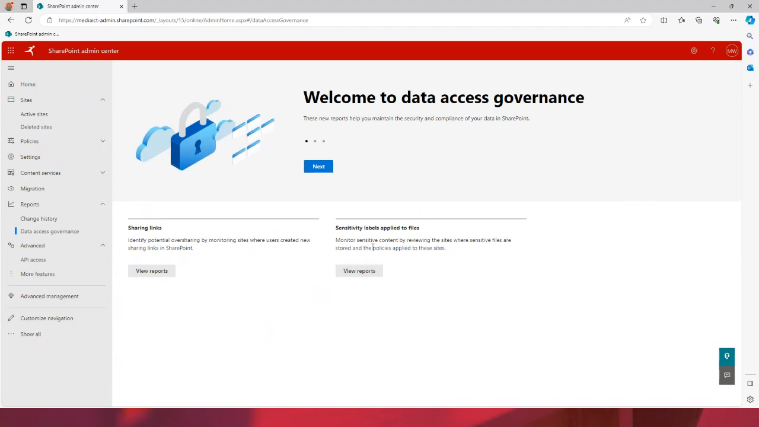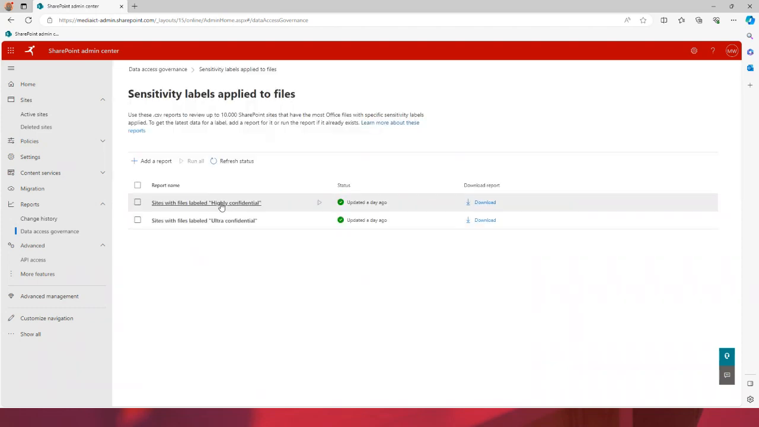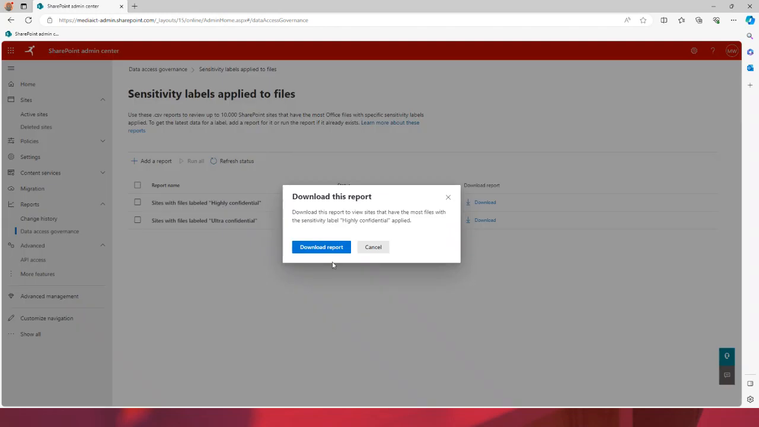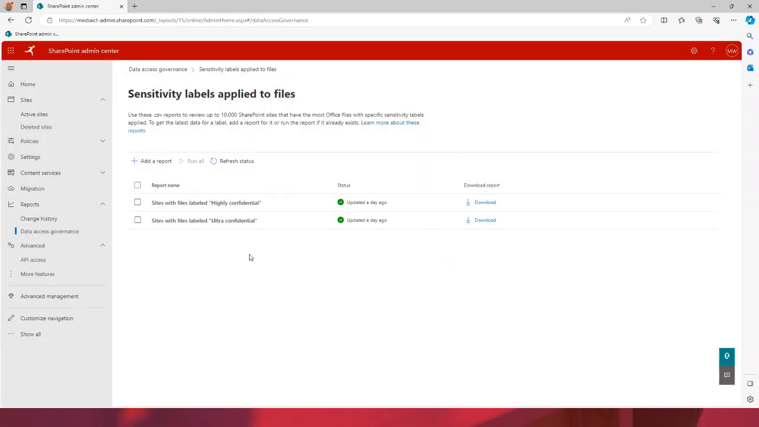And then we have the second report, which talks about sensitive content. We won't download this now because it might take quite a time, but this helps us identify where sensitivity labels are being applied. We've got highly confidential, ultra confidential. Obviously, if we've got other labels, we can create other reports. This can help us really identify where those sensitive sites are, and it allows us to take appropriate action if you want to secure them, make sure the right controls are in place.